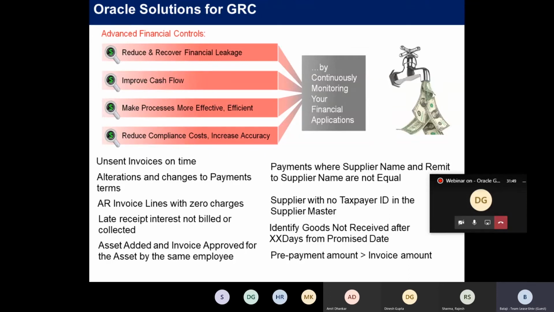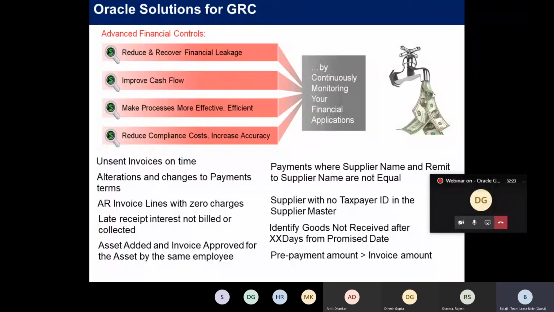Based on the company's policies, we'll be able to pinpoint where the risk lies. For example, unsent invoices on time. This example is on the receivable side. You have generated the invoice, and you're supposed to send it to the customer. Let's say you send it after a week. Obviously, your payment is going to be delayed by a week. It means you're affecting the fund flow here.